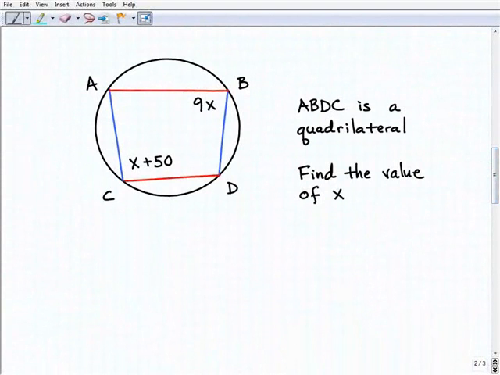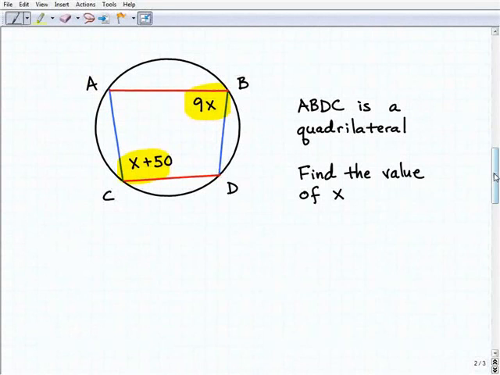So here we have a quadrilateral, a four-sided figure, and each one of these angles is an inscribed angle. So we had a theorem that talked about the opposite angles. What was that theorem? It said opposite angles are supplementary. So this angle here and this angle here are opposite angles. So if we add those two angles up, they're going to equal 180 degrees.